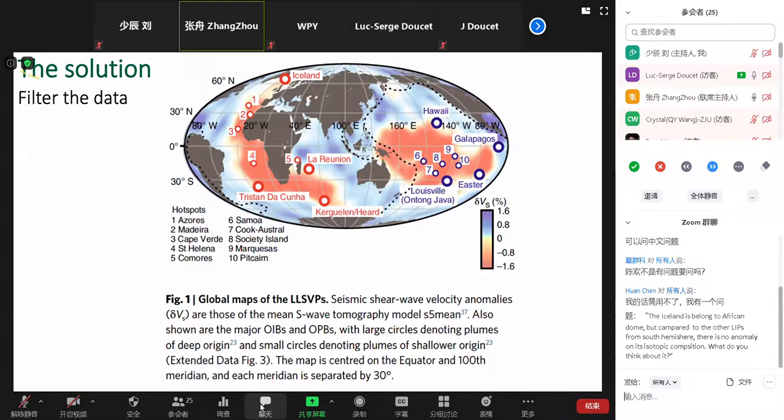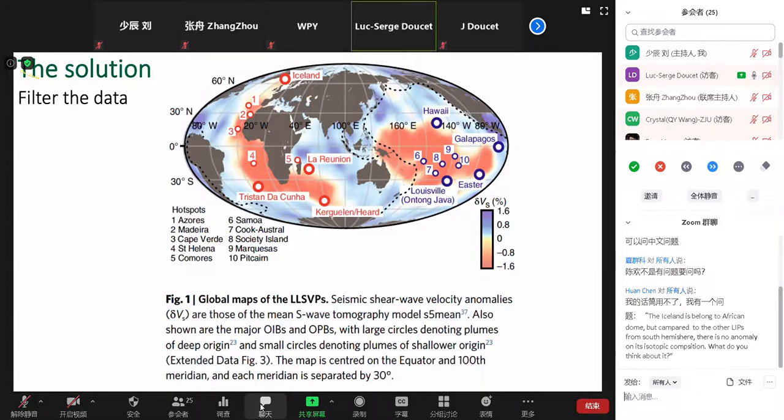So from your perspective, how is that related to the supercontinents? Although it's just a part of the more detailed features of LLSVPs. What is your comment about this type of structure and what its geochemical consequences could be? It's just an open question.